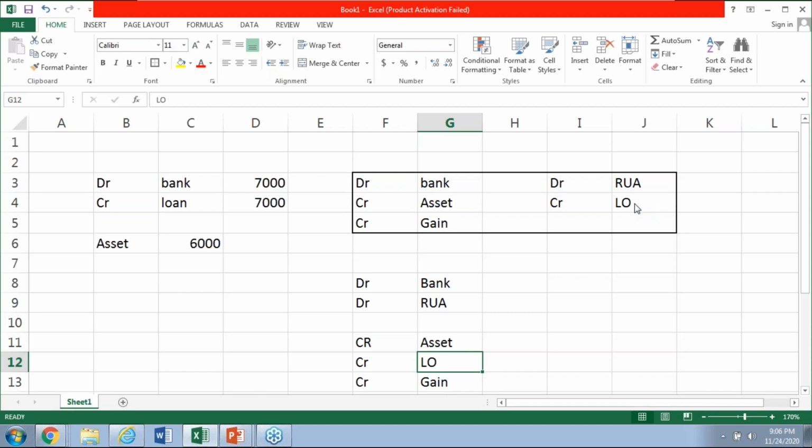Gain on disposal is 280. So some people have identified the gains. 400 gain.